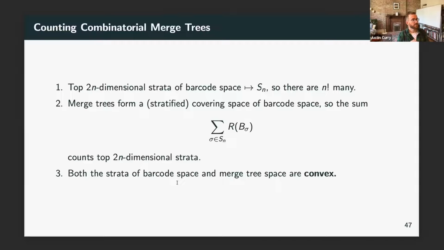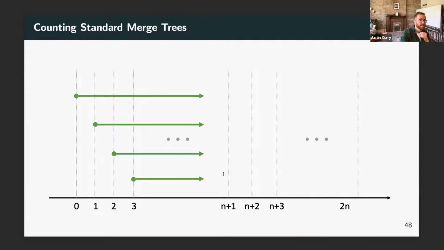So one nice observation is that both these strata of barcode space, which are indexed by elements of the symmetric group, and the corresponding strata that sit above them in merge tree space are convex. So as long as I don't change birth and death order in my merge trees, I can kind of drag endpoints as I like. And so this allows me to kind of put merge trees in standard form, where I have leaf nodes at prescribed heights 0, 1, 2, 3, and then I have internal nodes at prescribed heights n+1, n+2, n+3, and so on.